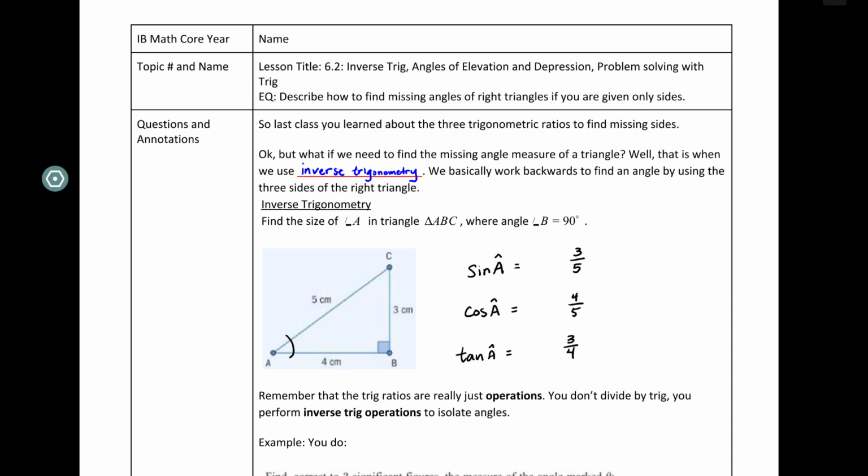And you want to be able to, very simply today, describe how to find missing angles of right triangles if you are given only the sides. The idea here is that you're going to learn one basic skill, but then we're going to really expand on it and go crazy in depth with it.